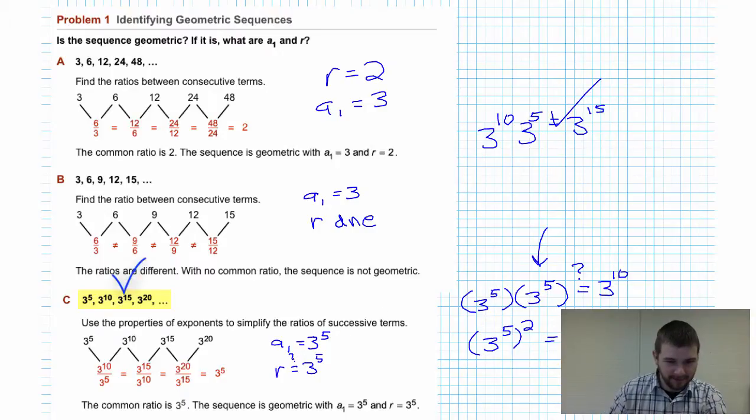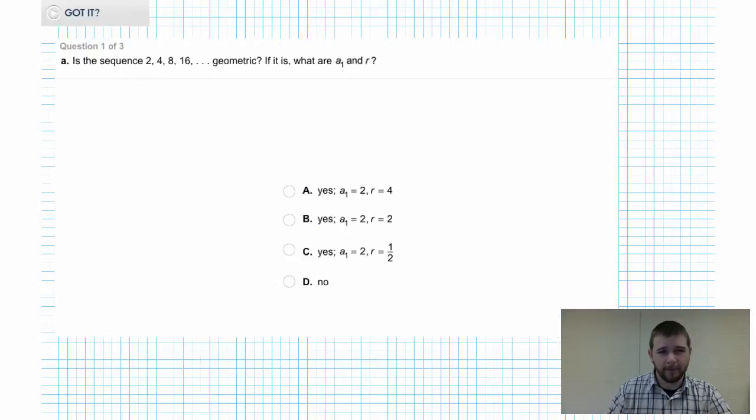So it turns out I can erase that question mark. Wow. That eraser's a little big. I can scribble out that question mark using the pen tool, or perhaps I can scribble out that question mark using the pen with white ink. And find that yes, this is a geometric sequence with an a sub 1 of 3 to the 5th power and a common ratio of 3 to the 5th power. But do you got it?